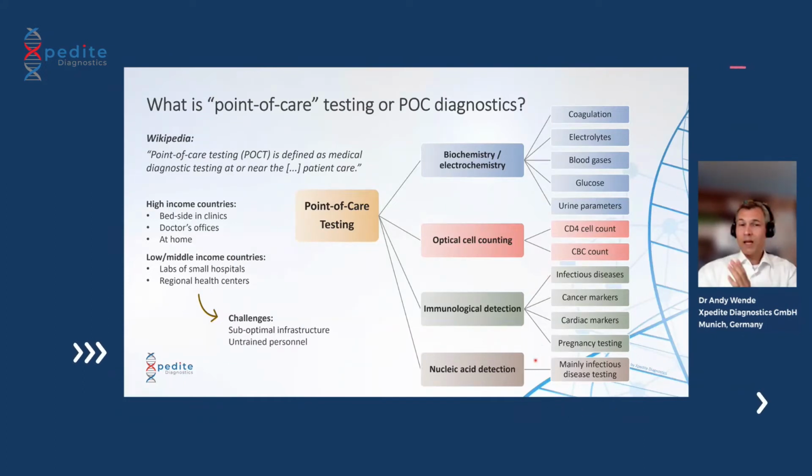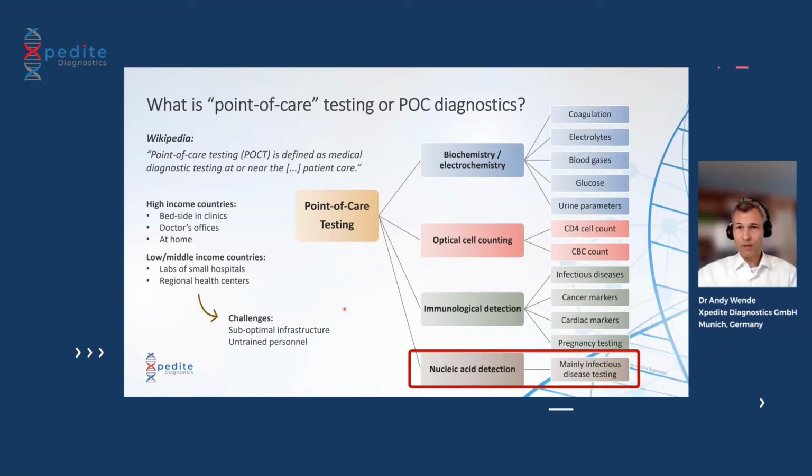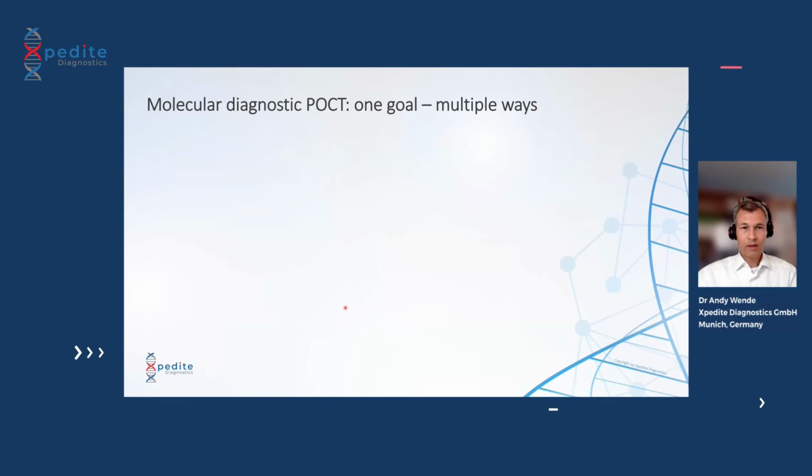And the last, the 4th category, is the actual nucleic acid detection. In the point-of-care space, you mostly see tests looking for infectious diseases. And this last part is the one we look a little more into the details now.